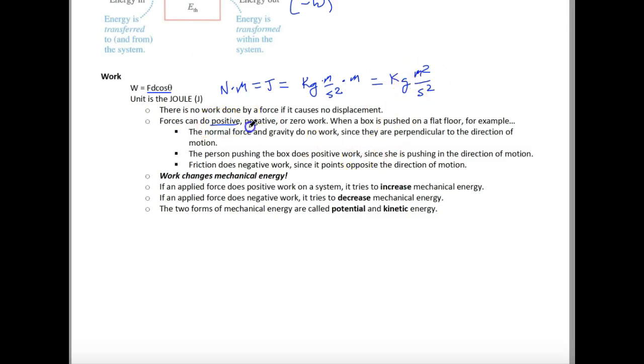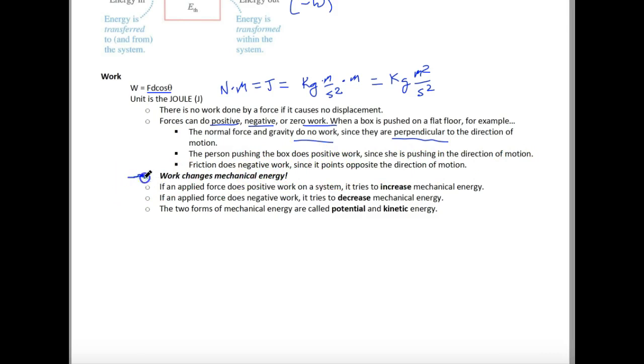Forces can do positive, negative, or zero work. So when you push a box on a flat floor, for example, the normal force and gravity don't do any work because they are equal and opposite, and they are perpendicular to the direction of motion. The person pushing the box does positive work since they're pushing in the direction of motion, and friction does negative work because it's working against the system.